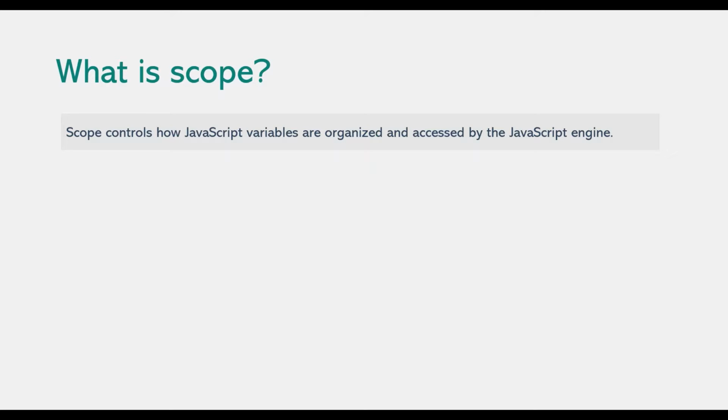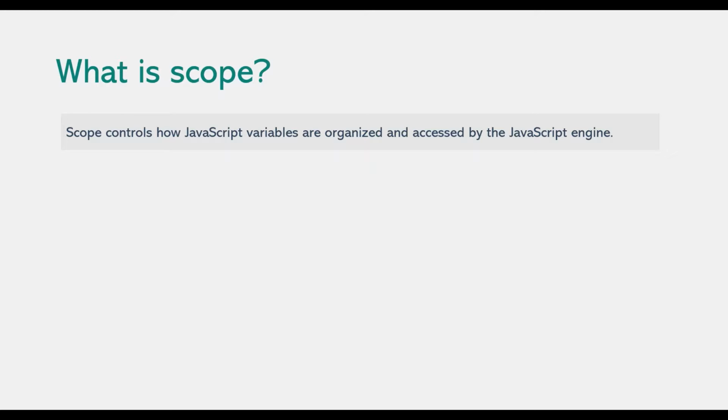Scope controls how JavaScript variables are organized and accessed by the JavaScript engine. A scope tells where the JavaScript variable and function lives and where we can access a certain variable or a function and where we cannot. In more simple words, the scope of a variable or a function is the entire region inside which that variable or function can be accessed and used.